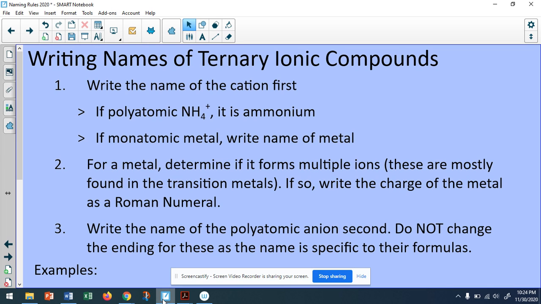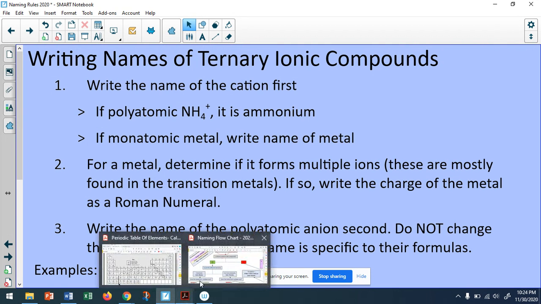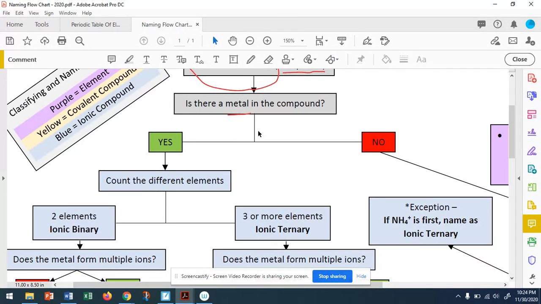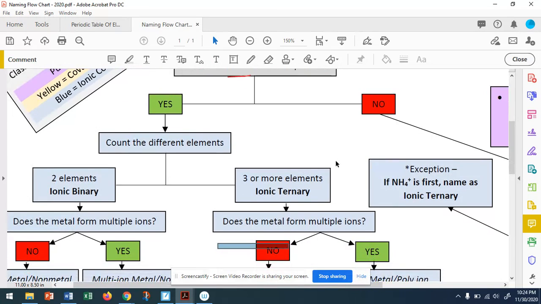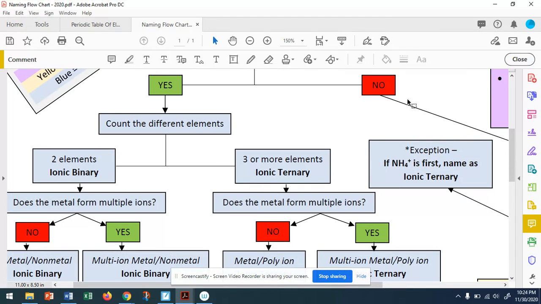Hello and welcome to our second category of ionic compounds, looking at ternary ionic compounds. Remember within our flow chart, there was an option other than having just two elements within the substance. If my ionic compound that has a metal has three or more elements, it's going to have a different type of particle. Now, there's one exception to this where it may not have a metal, but it might have an ion called NH4 plus in the beginning.